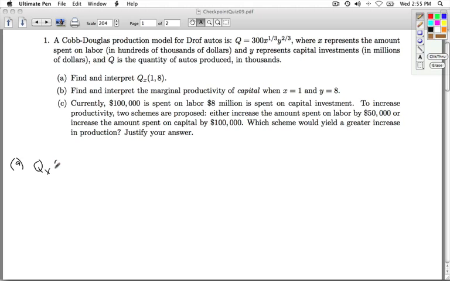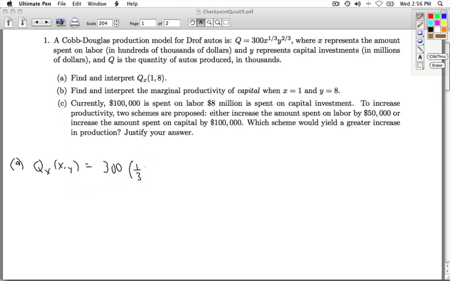So Q_x, that means we take a derivative with respect to x. We treat y as a constant. So the 300 and y are just constants. I'm only taking the derivative with respect to x. So the 300 and the y to the 2/3 go along for the ride. So I just used the power rule from Calc 1.